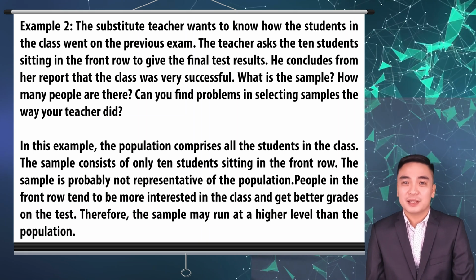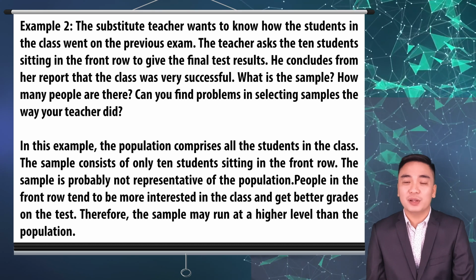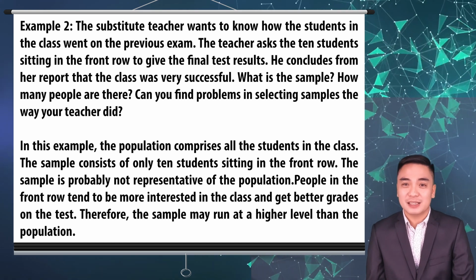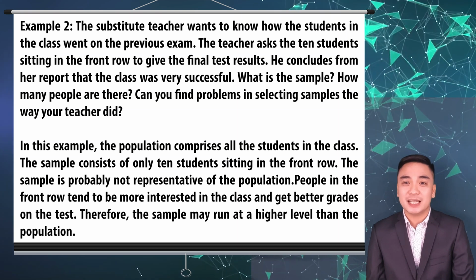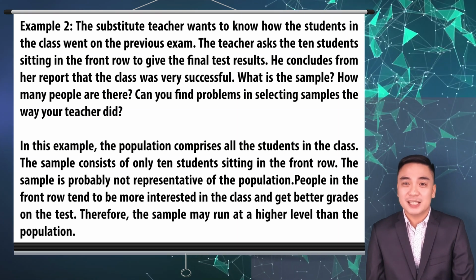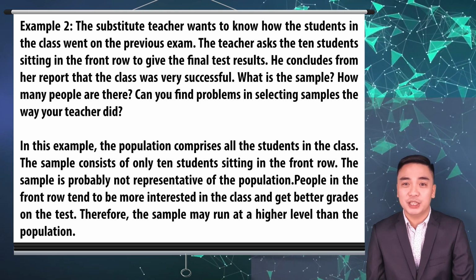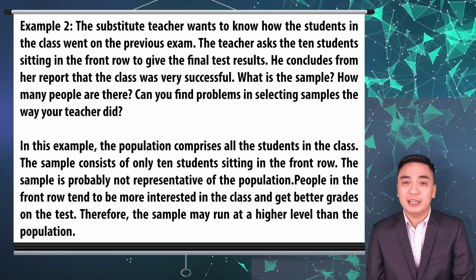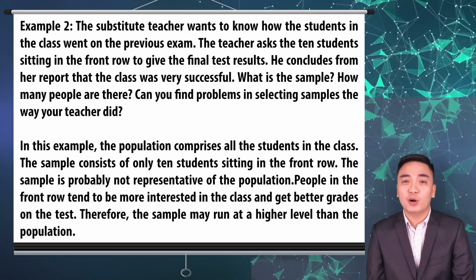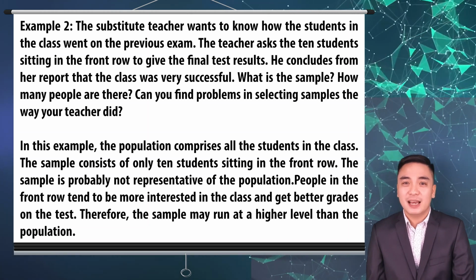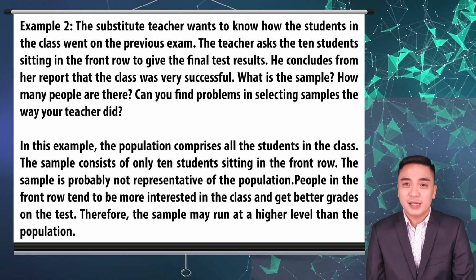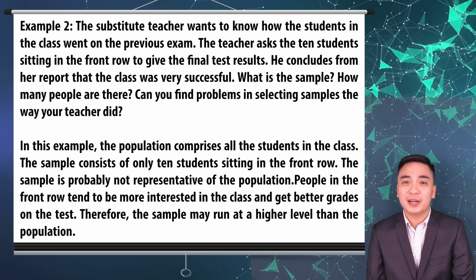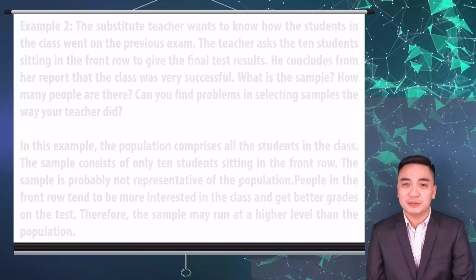In this example, the population comprises all the students in the class. The sample consists of only 10 students sitting in the front row. The sample is probably not representative of the population. People in the front row tend to be more interested in the class and get better grades on the test. Therefore, the sample may score at a higher level than the population.